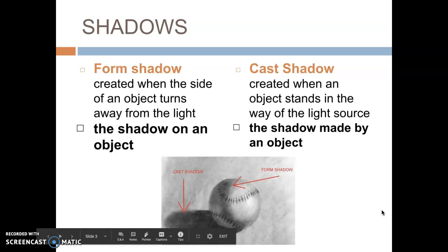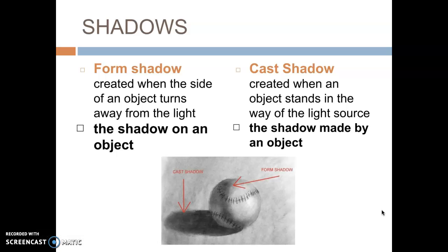We have two different types of shadows. One is form shadows. Those are created when the side of an object turns away from the light. Basically, it's the shadow on an object. The second type of shadow is a cast shadow, and these are created when your object is in front of a light source. So it's the shadow made by the object. If this ball was sitting on a table, it would be the shadow on the table.